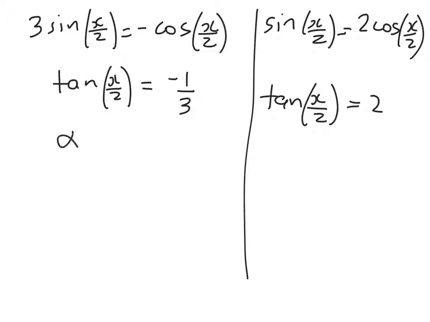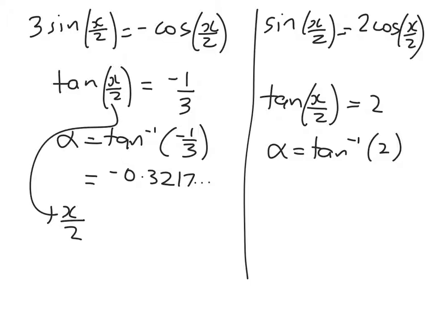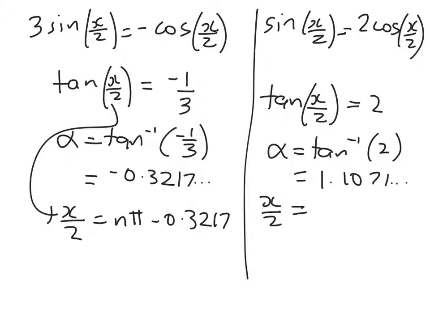Right, so general solutions on those, we've got alpha is the angle whose tan is negative 1/3 here, and over here I've got that. Not particularly nice numbers, so just remember, hold them in your calculator, don't round till the end. And we get, now substituting in here, x over 2 is equal to n pi minus 0.3217, and here I get x over 2. So the angle whose tan is 2 is 1.1071. So here we get x over 2 is n pi plus that.